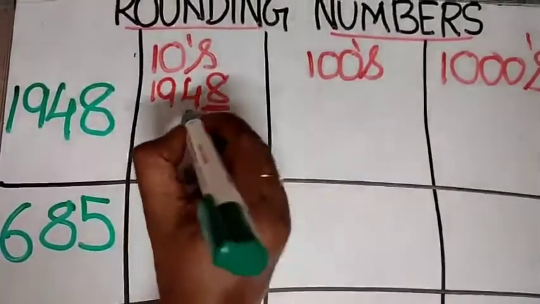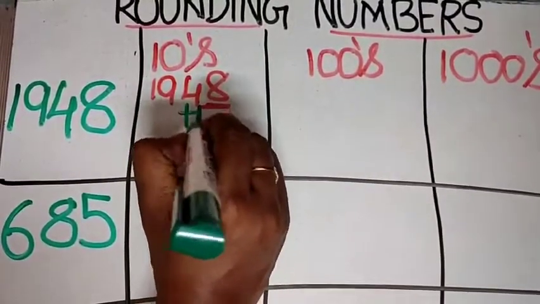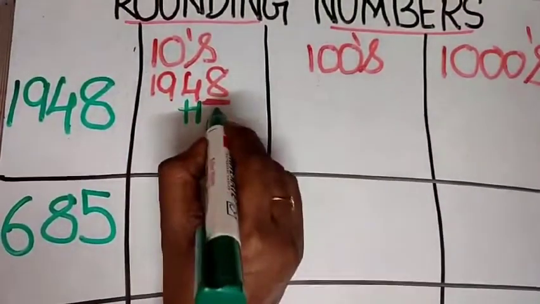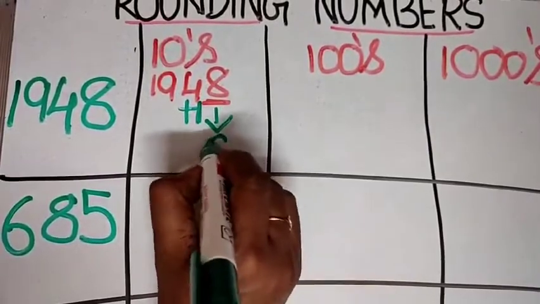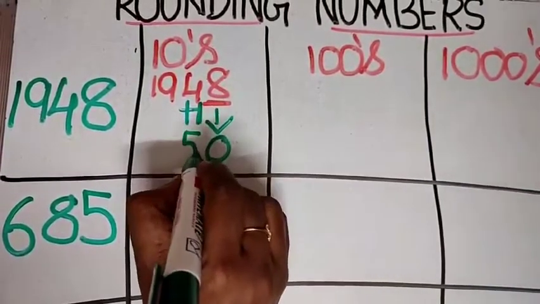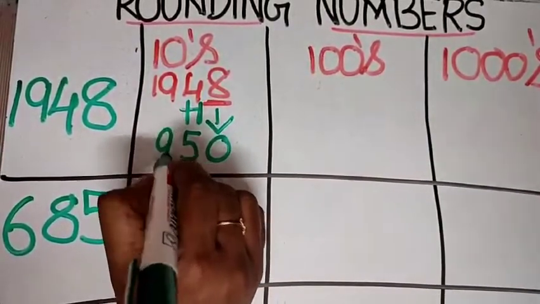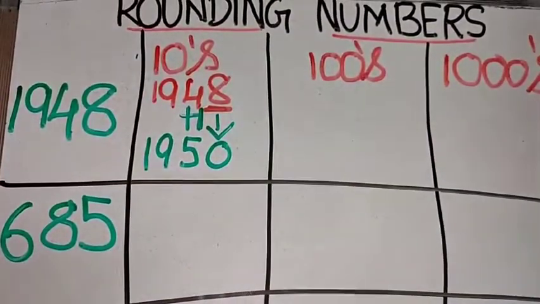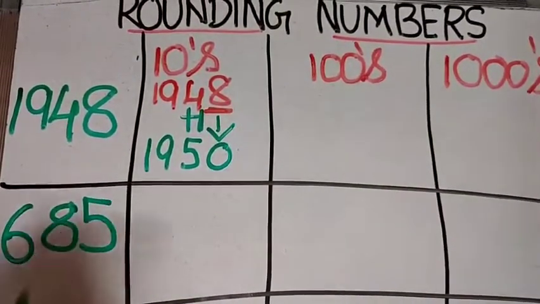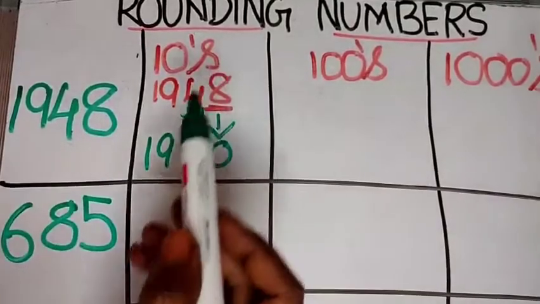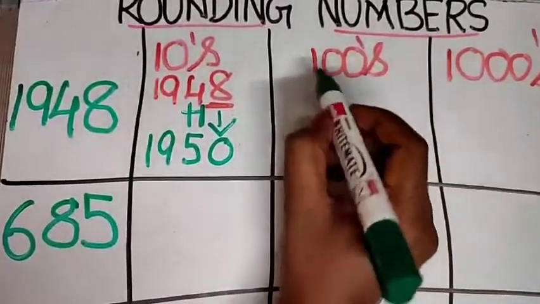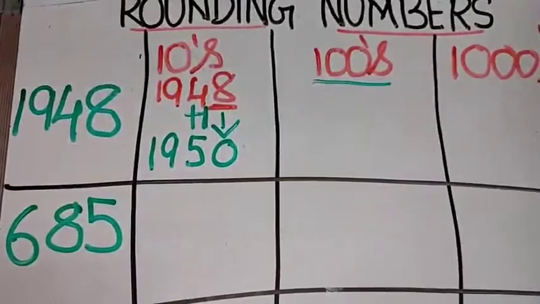We have to add plus 1 to this number and the before numbers will become 0. So 0, 4 plus 1 becomes 5 and get this number down. So 1950 is the rounding number of 1948 to nearest tens. Now let us check for the nearest hundreds.